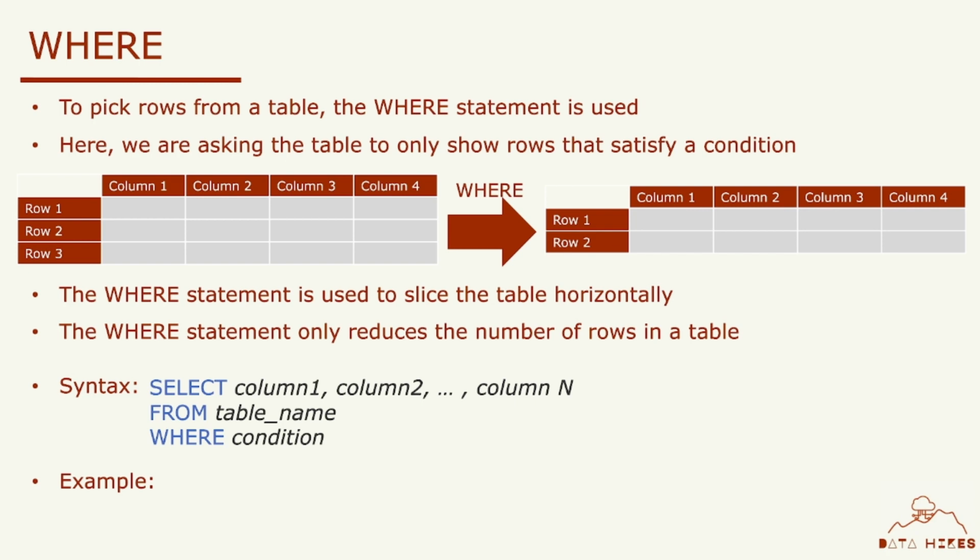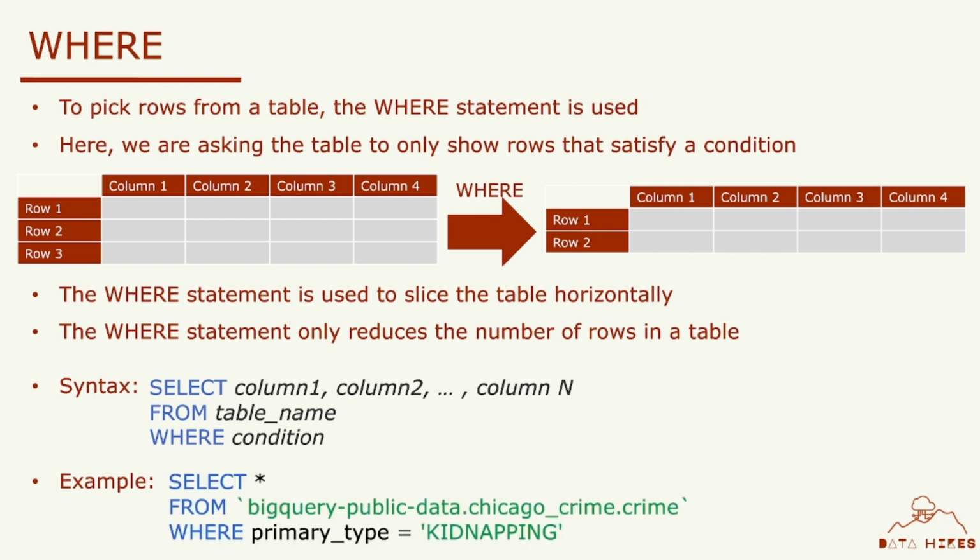Now, how might a condition look like? Let's look at an example. Select star, like I said, select star means select all columns from a table, from the table that we just saw, where primary type is equal to kidnapping. So kidnapping, notice that it's in single quotes because primary type was a string type of data in the table that we are looking at. So let's try this statement.